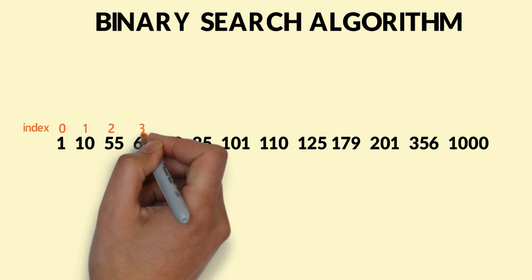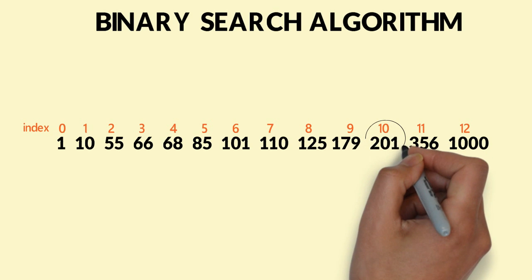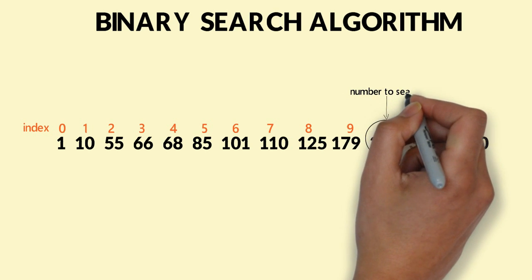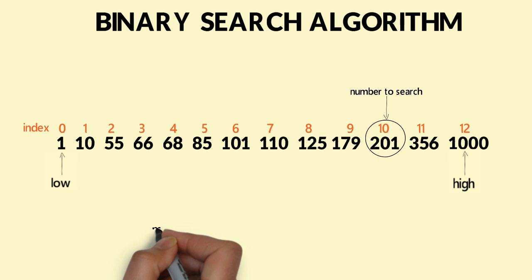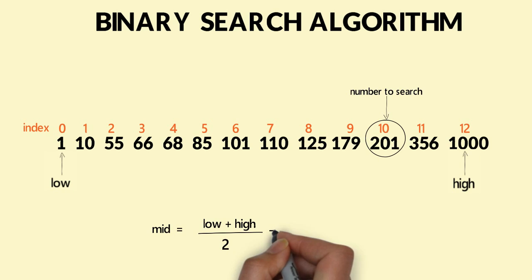For this example, we'll be searching in a 13-member list with index ranging from 0 to 12. So we'll be searching for the number 201 using binary search. So let's define our low and high pointers. In this case, we have the whole list, and the low pointer is at 0 and the high pointer is at 12. And remember, this is a sorted list. One of the primary criteria of using binary search on a list is that the list should be in sorted order.